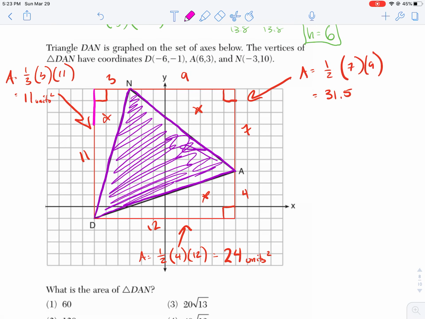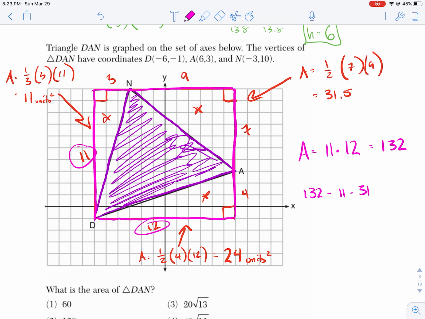All right, and then our main squeeze here is we want to find the area of this whole rectangle. So let's count it up. So I know this is 12, this is 11, so the area of that rectangle is 11 times 12, which is equal to 132. So you're going to go 132 minus 11 minus 31.5 minus 24, and we should get 60.